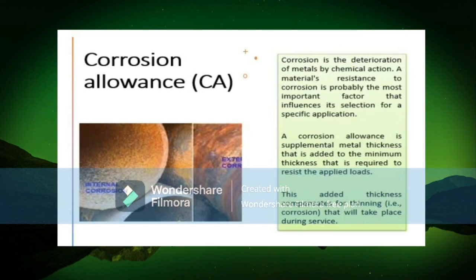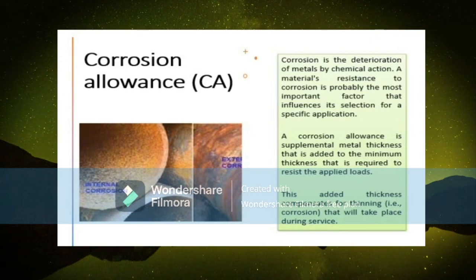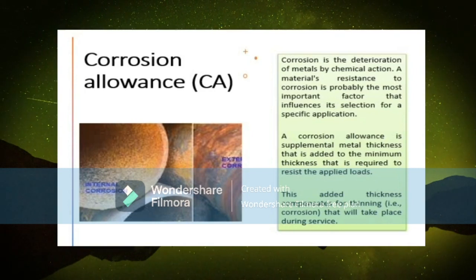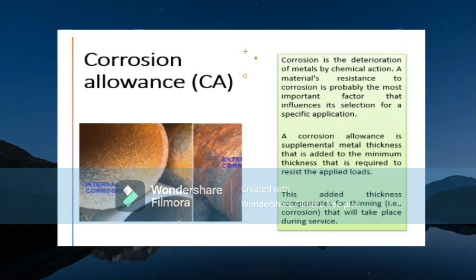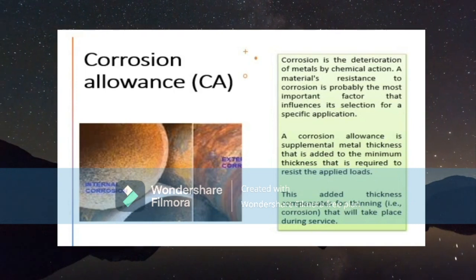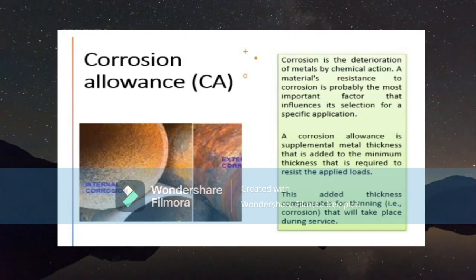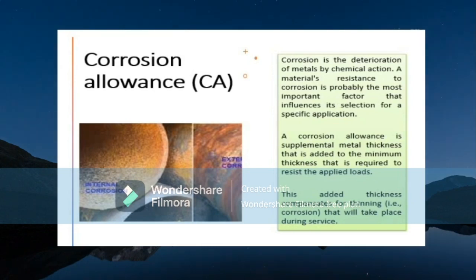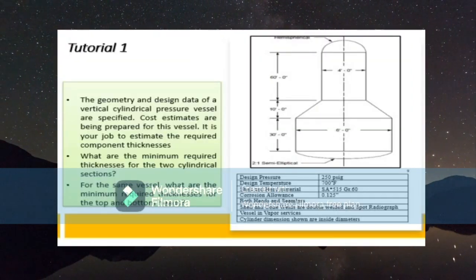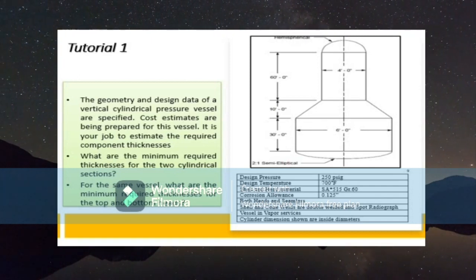Corrosion allowance, CA. Corrosion is the deterioration of metals by chemical action. A material's resistance to corrosion is probably the most important factor that influences its selection for a specific application. The most common method that is used to address corrosion in pressure vessels is to specify a corrosion allowance. A corrosion allowance is supplemental metal thickness that is added to the minimum thickness that is required to resist the applied loads. This added thickness compensates for thinning, i.e., corrosion, that will take place during service.